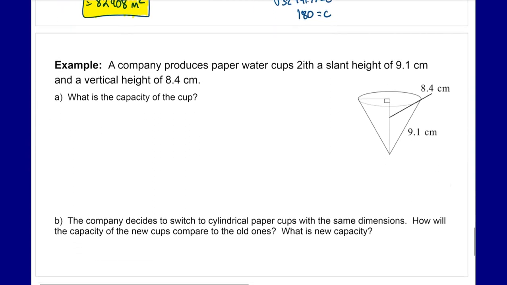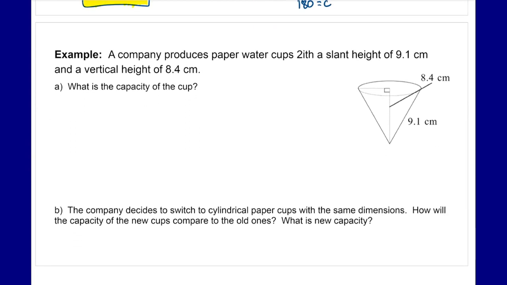All right. Last question. So a company produces paper water cups. Oh, that should be with. I don't know where the 2 came from. With a slant height of 1.9 centimeters and a vertical height of 8.4 centimeters. What is the capacity of the cup?